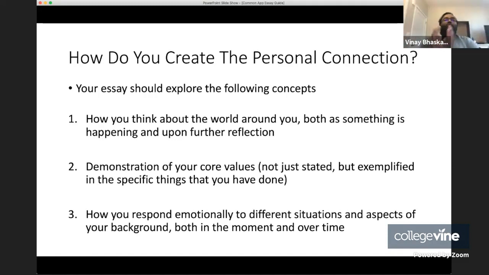So if you boil this down, it's, how do you think about the world? How do you feel about the world and stuff that's happening to you? And what are your core values? What actually matters to you underneath all of that?